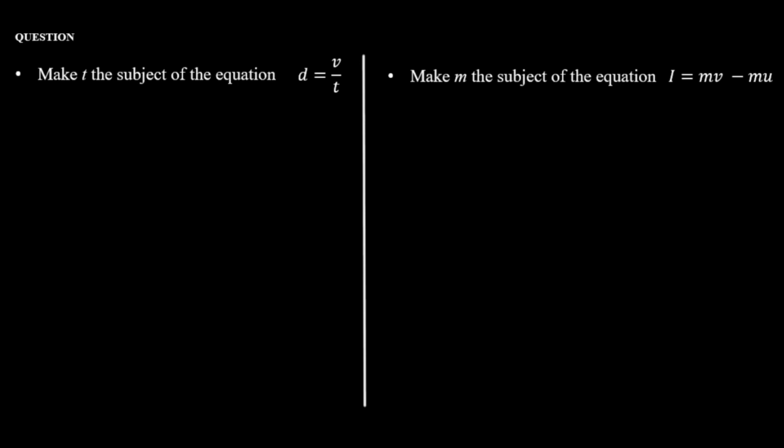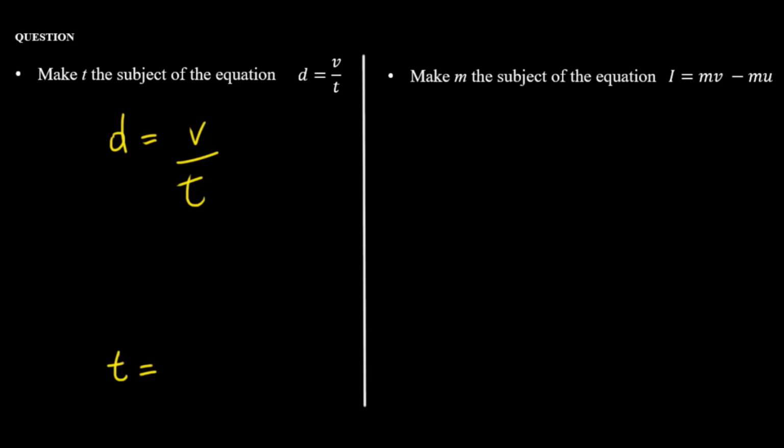So let's say I wanted to make t the subject of this equation, d equals v over t, okay? So if I'm making t the subject, that just means I'm trying to get t by itself. The problem here though is that t is in the denominator, and if I'm going to make t the subject, I'm going to have it by itself. In other words, at the end of the day, I'm going to have t equal something. So I need to get t out of the denominator.